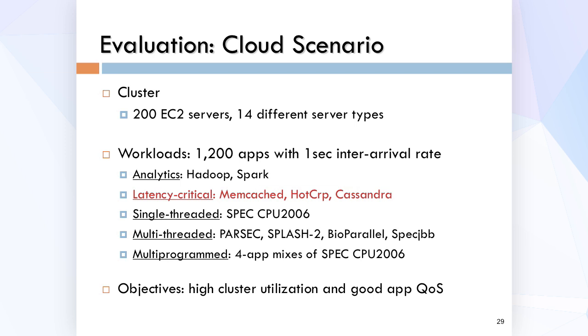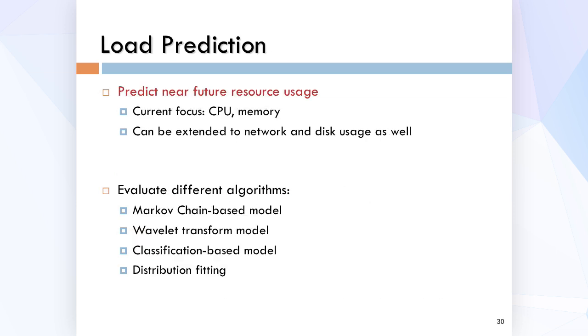So what can we do about this? Well, actually, it turns out that applications that are fed with user traffic tend to have pretty predictable behavior that can be modeled over time. So that is what we looked at here. We looked at a few different algorithms to see if we can predict what is the near future resource usage for these different applications. And for now, I'm focusing on CPU and memory, but a similar approach can be applied to network or disk usage as well.